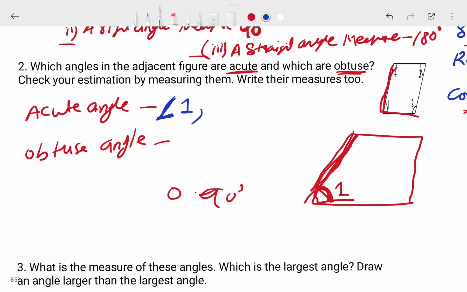Now let's see the angle 2. This is the angle 2 now. If you measure this angle 2, this is more than 90 degree.